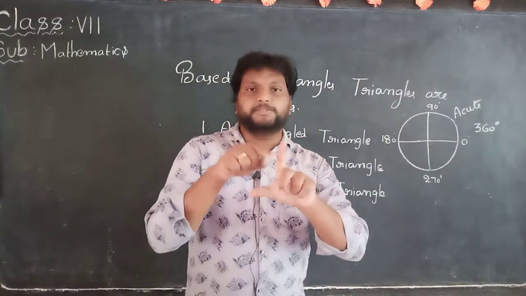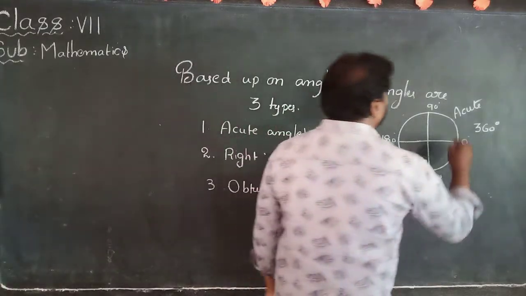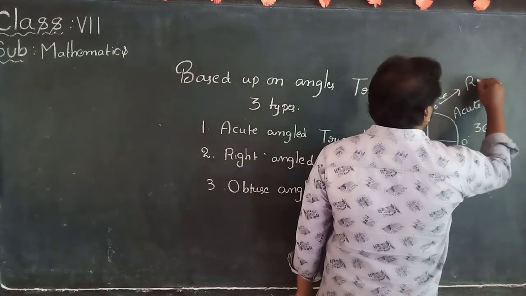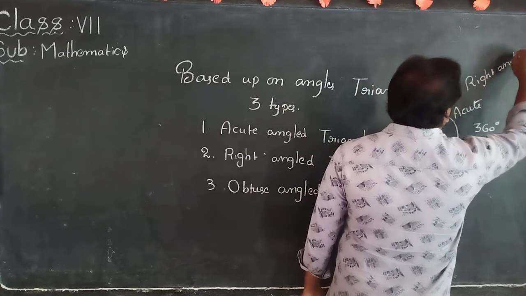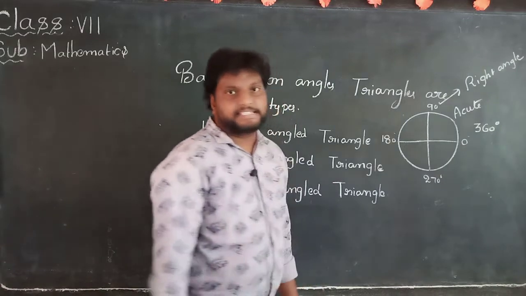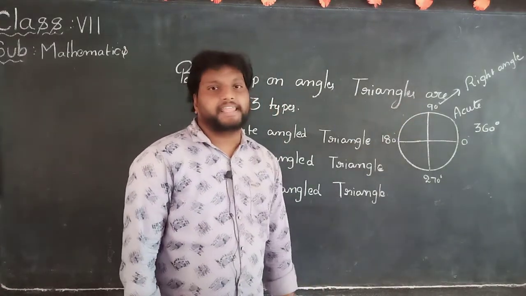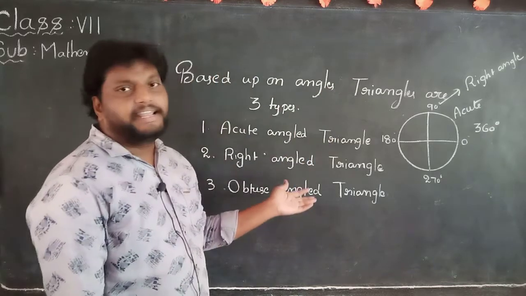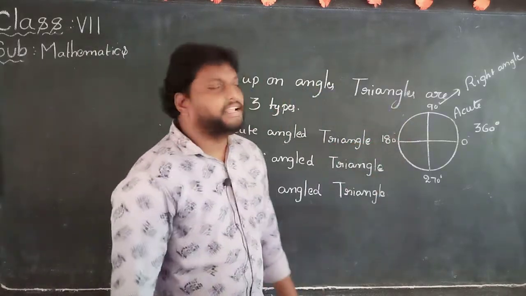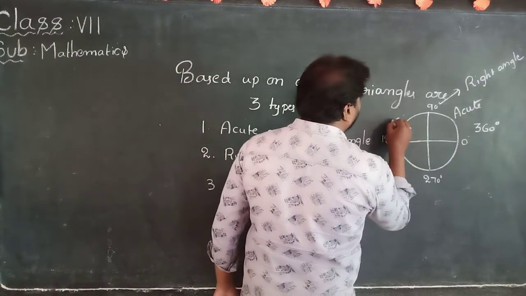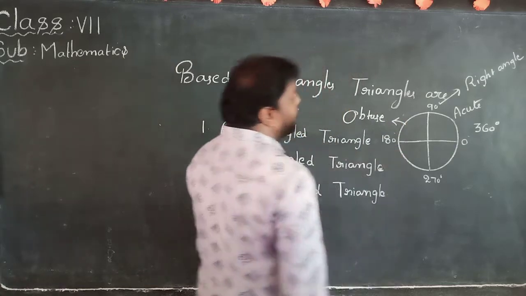Exactly 90 degrees, the L shape, is a right angle, which we discussed in previous classes. More than 90 and less than 180 is called an obtuse angle.